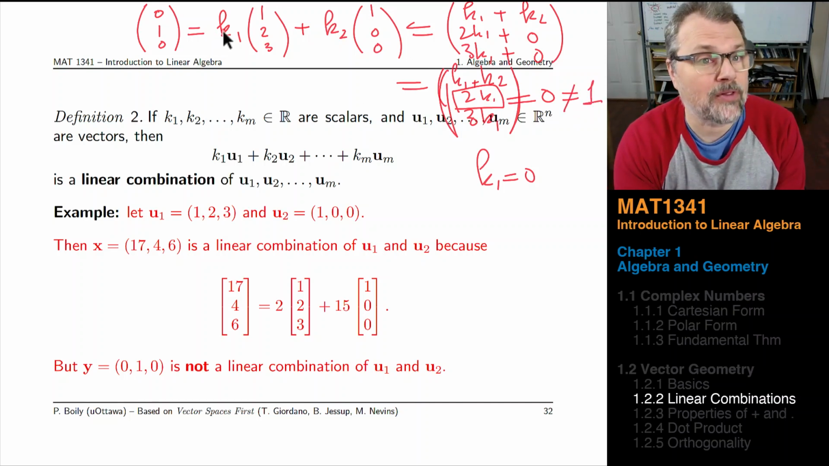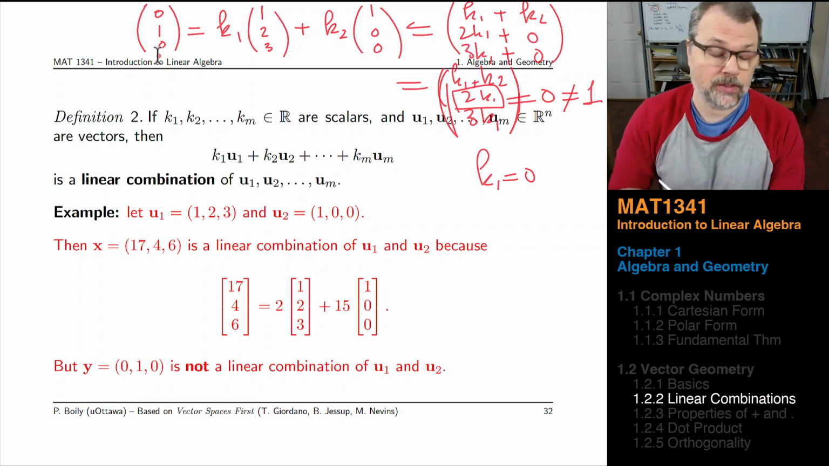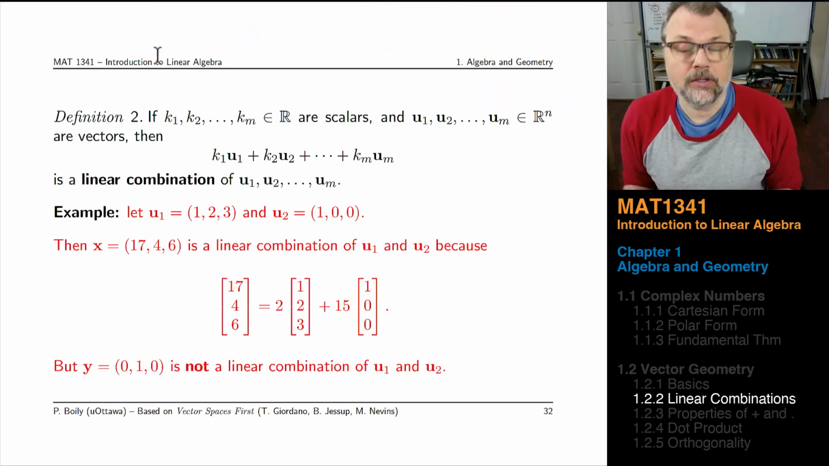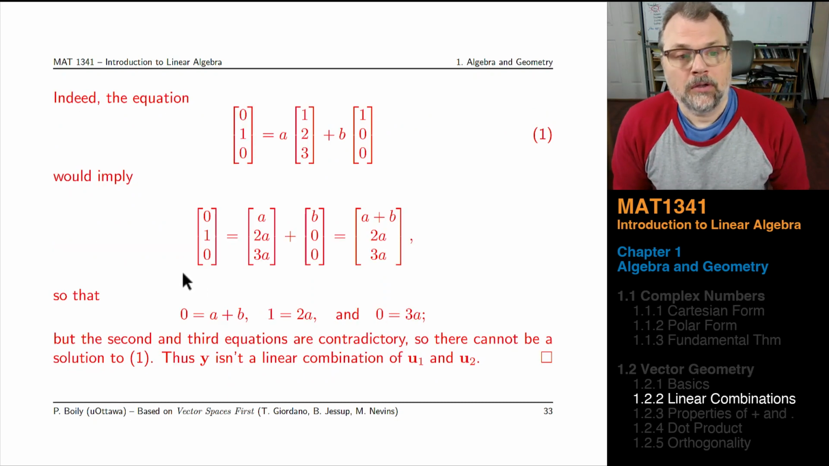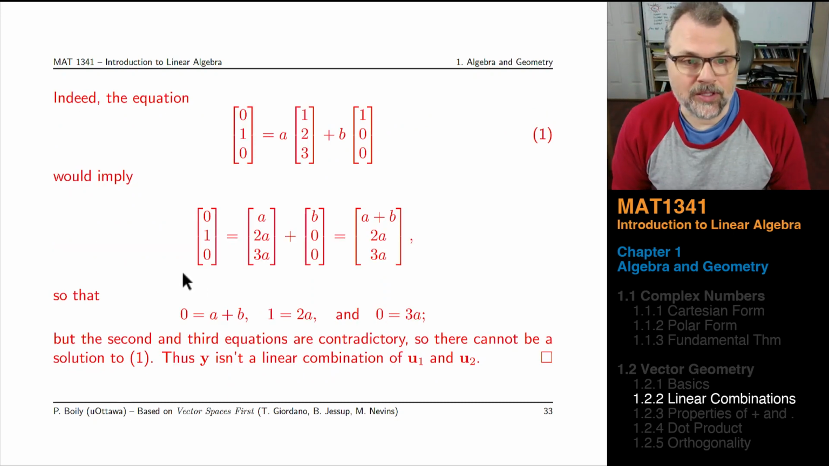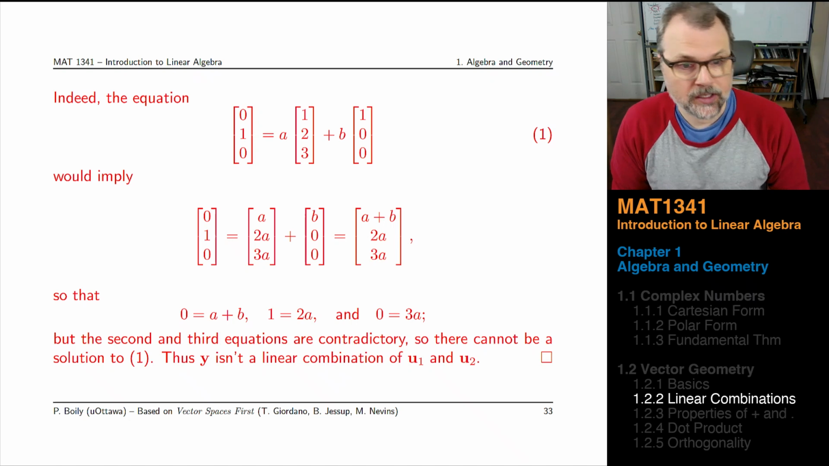So I can't come up with a k1 and a k2 that can scale u1 and u2 respectively so that I get 0, 1, 0. See the difference? Here I call them A and B instead, but you see it's the same principle. I'll give you a chance to pause the video and to potentially make sure you understand what's written.